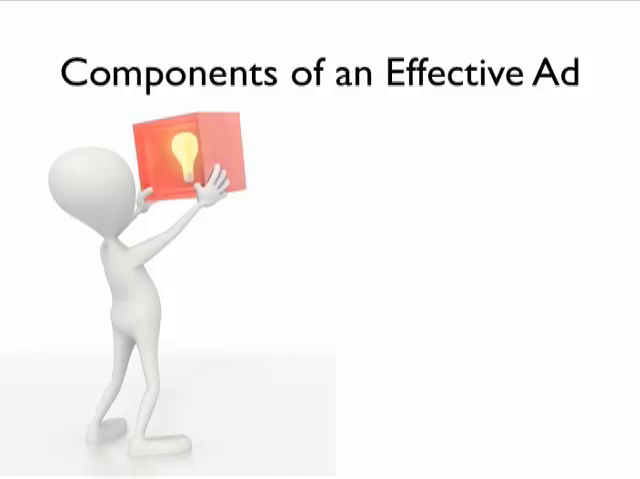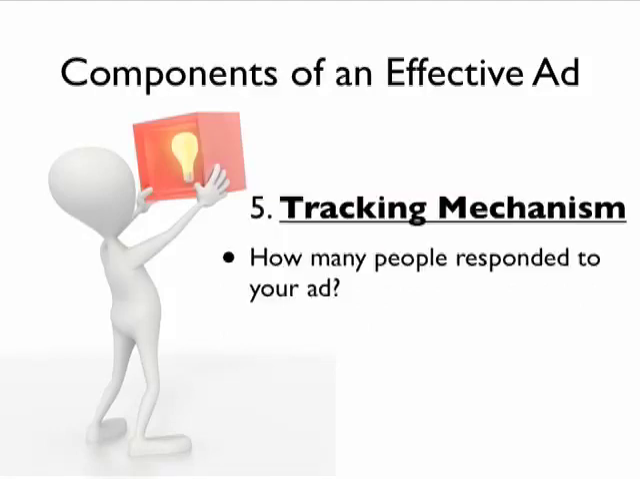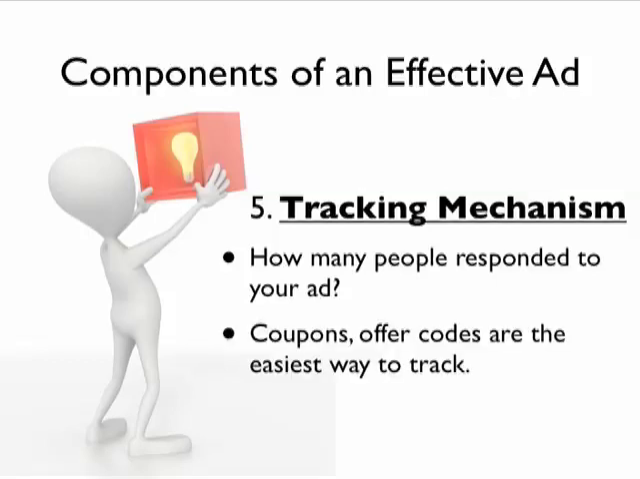The fifth component of an effective ad is a tracking mechanism. You want to know how many people responded to your ad, and having a way to track that is really important in any ongoing marketing. Coupons and offer codes are the easiest way to track how your ad is performing. You simply collect the coupons in a stack during the week that your offer is extended, or have somebody mark on a sheet when people call in with an offer code if you're tracking that way.